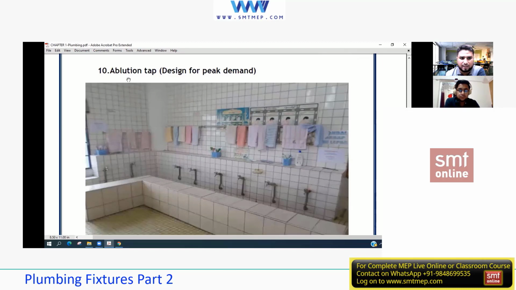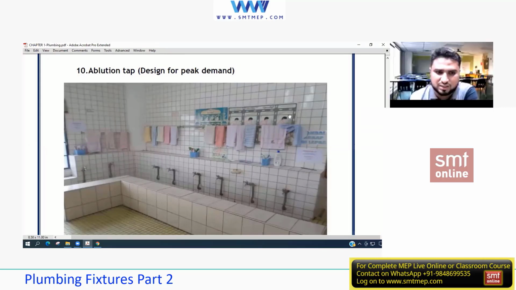Okay. So this is the ablution tab area. We have seen this ablution area and these are ablution taps. This should be designed on the peak demand. Just for your information, peak demand means I can't go with the probable demand. When we design plumbing for residential, we mostly deal with probability, but in some areas we need to go for the peak demand. This is one of those. There are one or two more cases where we need to go for the peak demand.